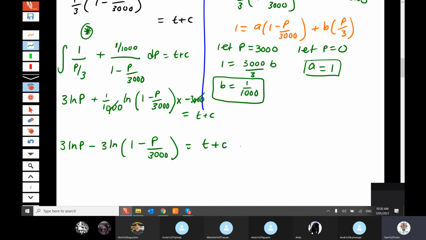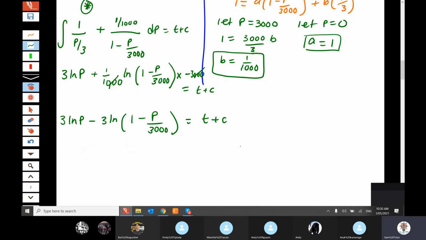We're happy with that? Obviously the 3's matched, so therefore I can combine my logs. So it becomes 3 log bracket P over 1 minus P over 3,000 equals t plus c. Usually at this stage, you're very tempted to find c. That's just what you've been doing for the last maybe 2 terms, 3 terms. Don't find c in this topic. In this topic, don't really go find c. Maybe think of it as I'm finding a. Think Sam would not find c, he would more find a for this topic.